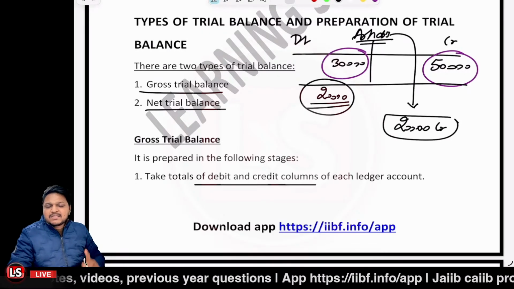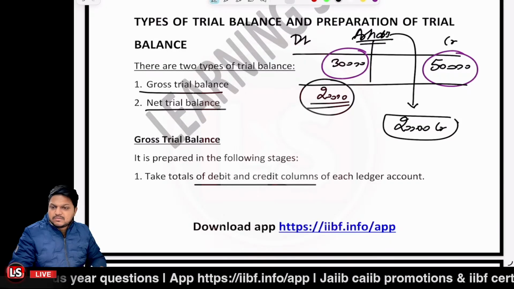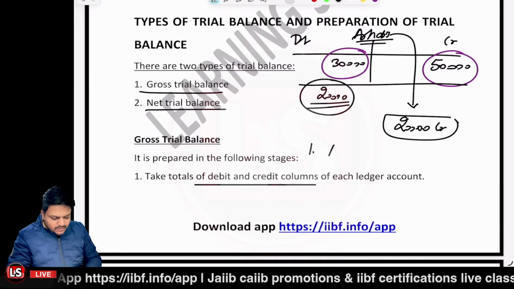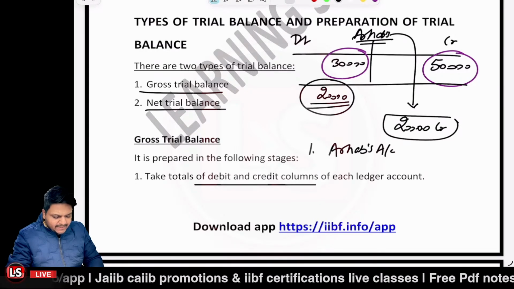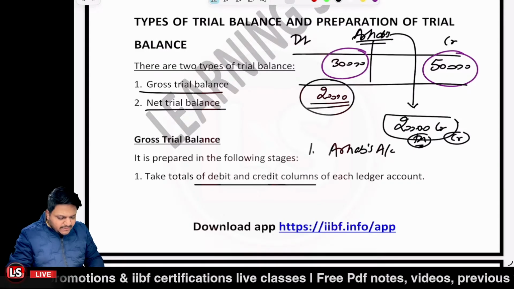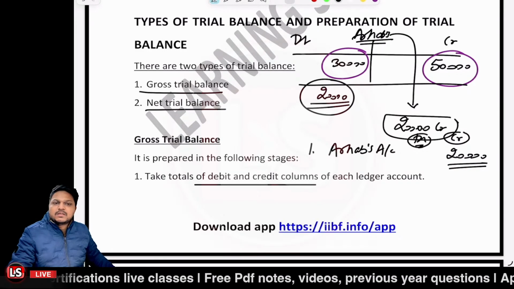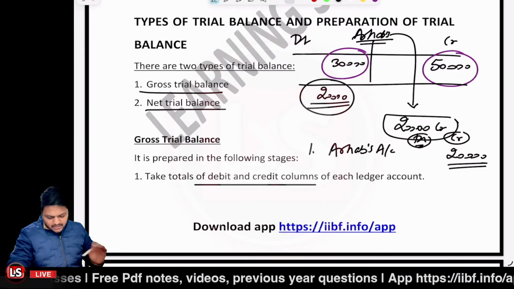Now the net balance is to be mentioned in the trial balance worksheet. In that scenario, we'll say the number is 1. We'll mention the Earn-ups account. Let's say this is the debit side first of all, then the credit side over here. Under the credit side, we'll mention the amount of 20,000. This is the net trial balance.